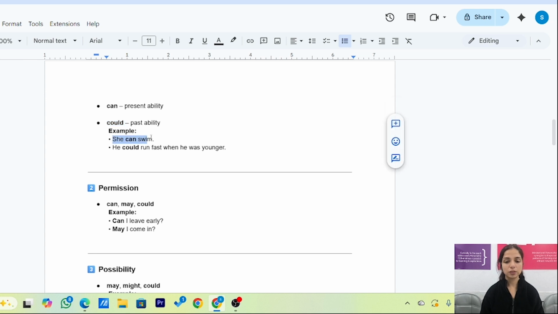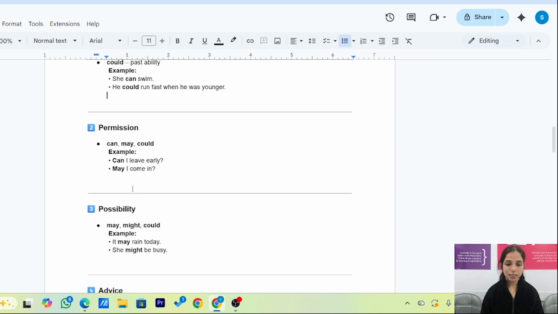You can take an example here. It's written, she can swim. वो swim कर सकती है. So we are saying that she has the potential. She has the ability to swim. Next is, he could run fast when he was younger. Again, when he was younger, we are talking about the past time. So we are mentioning he could run.